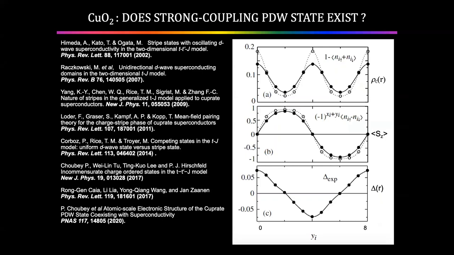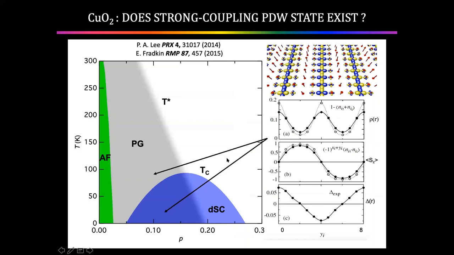In hole-doped CuO2, which is believed to be a hole-doped spin liquid, if you take the strong coupling Hamiltonian as well as a D-wave superconductor, it predicts that there should be a strong coupling pair density wave state. Starting in the early 2000s, but really accelerating about 5 years ago, theorists were pressing on everyone in the community to find out, does a strong coupling pair density wave state exist in this part of the cuprate phase diagram? Well, now we can answer that question.